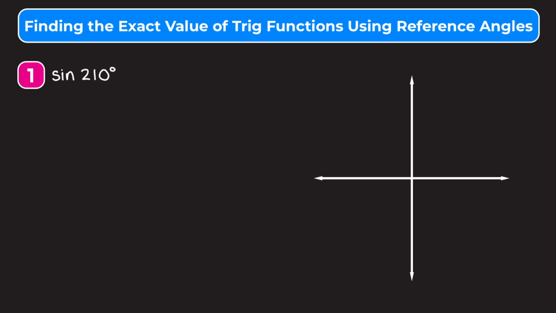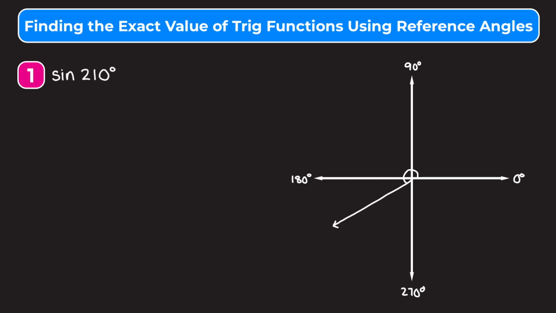1, which is the sine of 210 degrees. What we want to do first is sketch out 210 degrees. Let me fill in the degree measures on this diagram. To the left is 180, and down here we have 270. Now we want to sketch 210 degrees. So 210 degrees is going to be right around here.